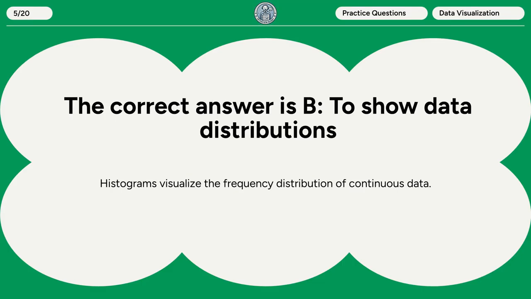The correct answer is B. To show data distributions. Histograms visualize the frequency distribution of continuous data.